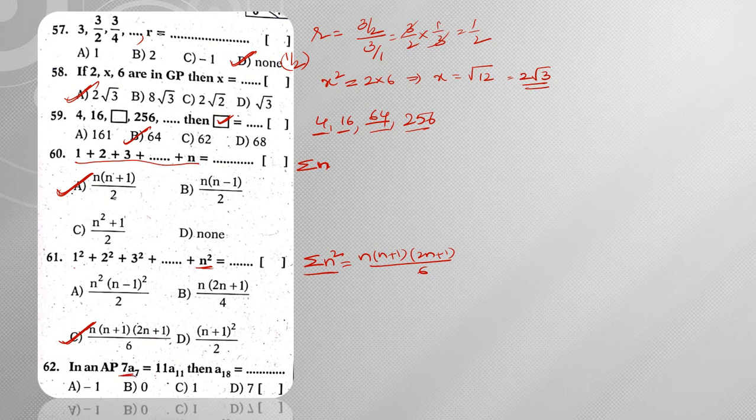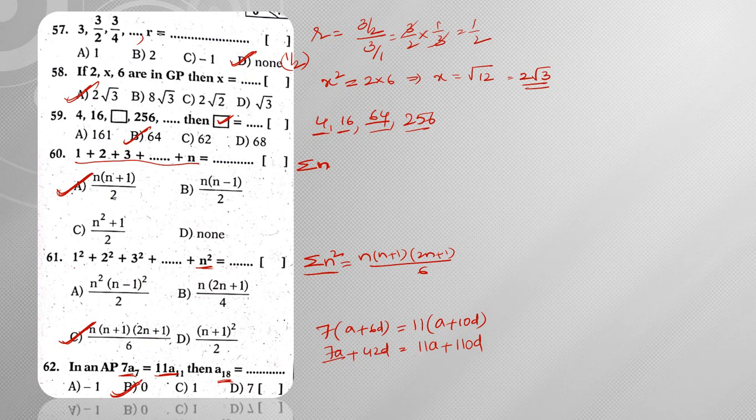Next, question number 62. If 7a7 is equal to 11a11, then what is the value of a18? So this is nothing but equal to 0. This is a standard result, so we can prove it. Okay, 7 times a7. So what is a7 here? a7 I can write as a plus 6d is equal to 11 times a11, that is a plus 10d. Now when you multiply, 7a plus 7 6s are 42d is equal to 11a plus 11 10s are 110d. Okay, now transposing everything.